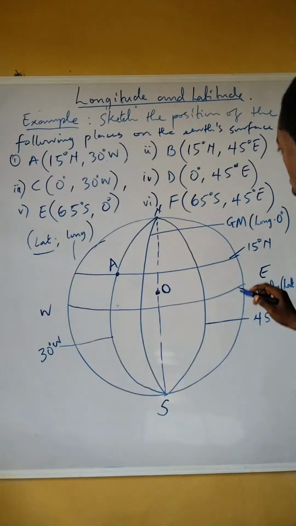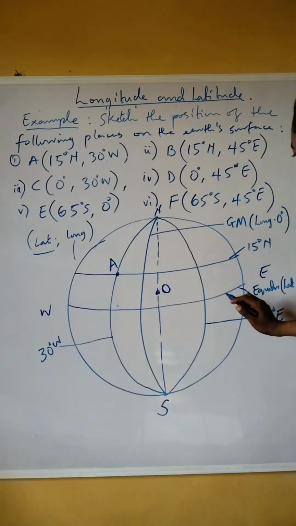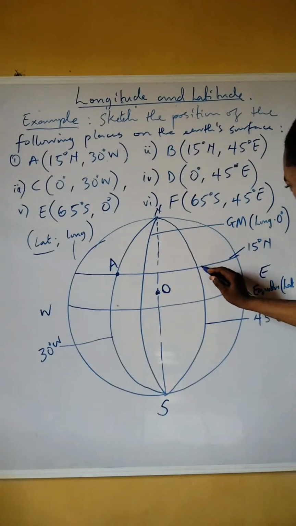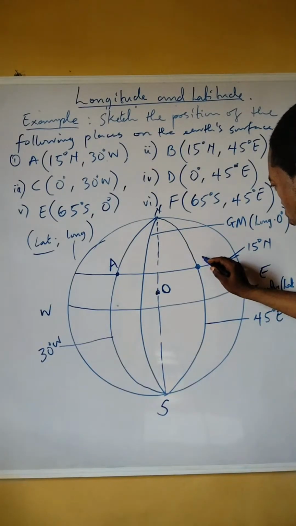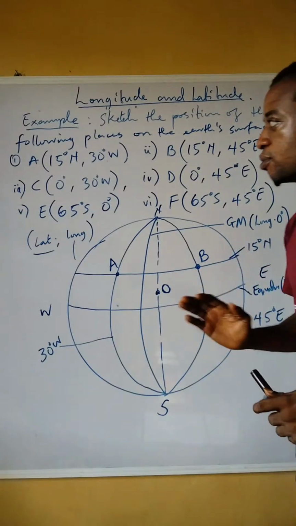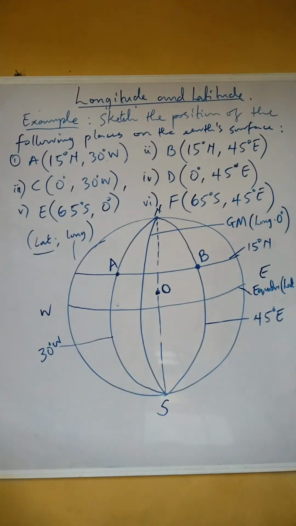And what's happened? Where 15 degree north and 45 degree east meet. This is 15 degree north, right? And this is 45 degrees. So this point now is our point B here. So that is that. We have located point A and B. Now we can locate point C as well.